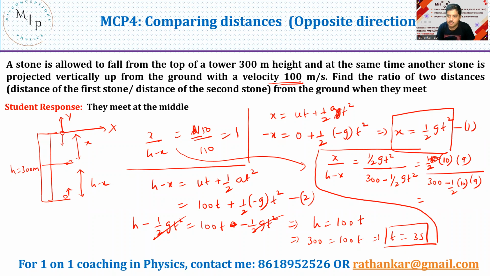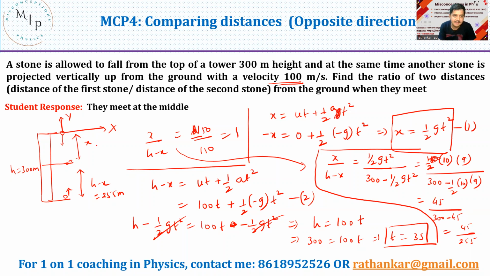This will become: 2 5s are 10, 5 9s are 45. So this will become 45. And this will become 300 minus, 2 1s are 2, 2 5s are 5 9s are 45 once again. So which is now nothing but 45 divided by 255. Right? Now you see what has happened. Now h minus x. What is the value of h minus x? h minus x is nothing but 255 meters.